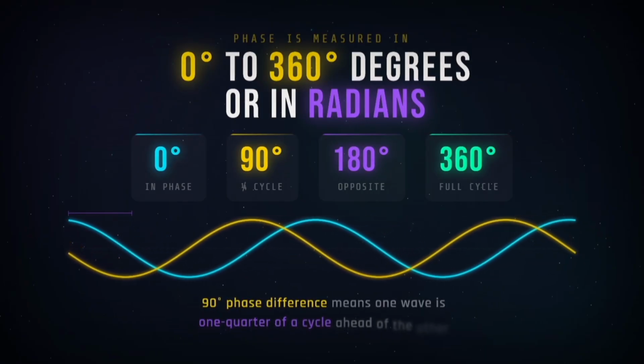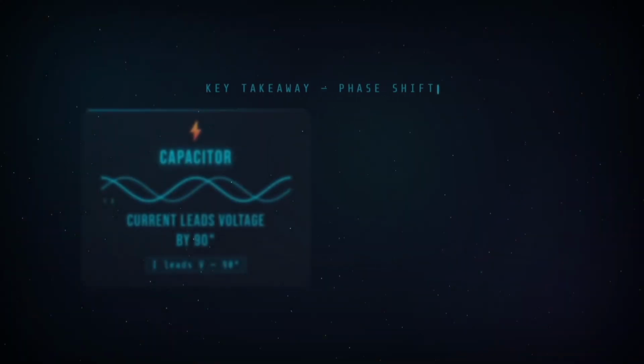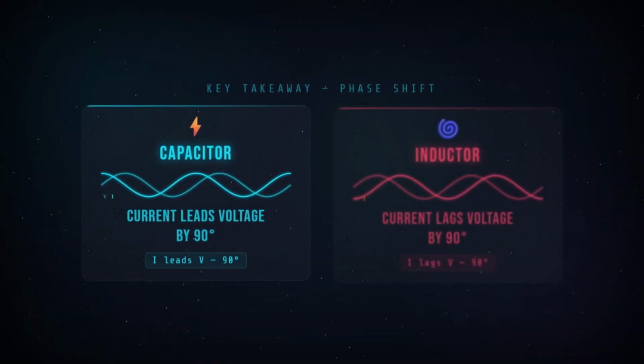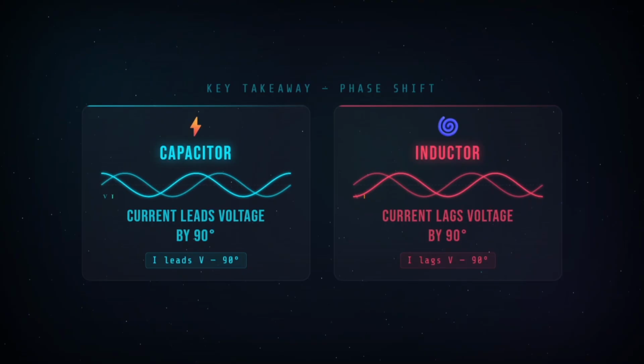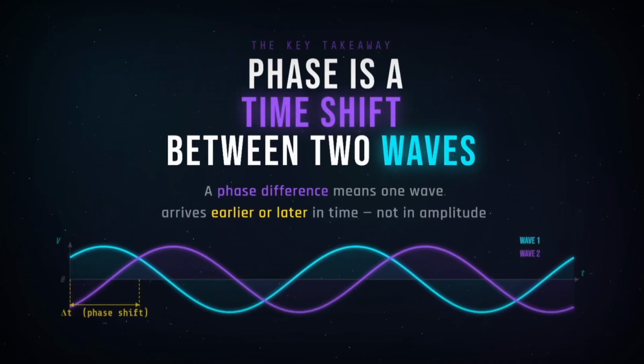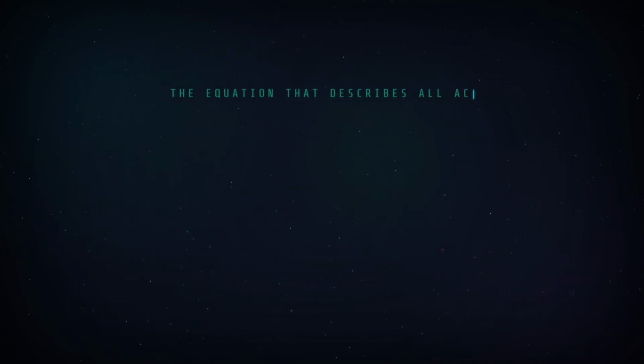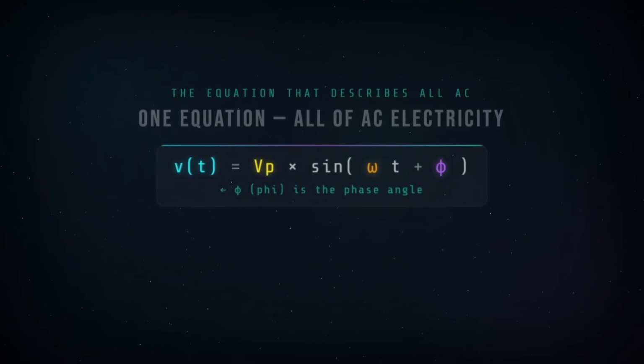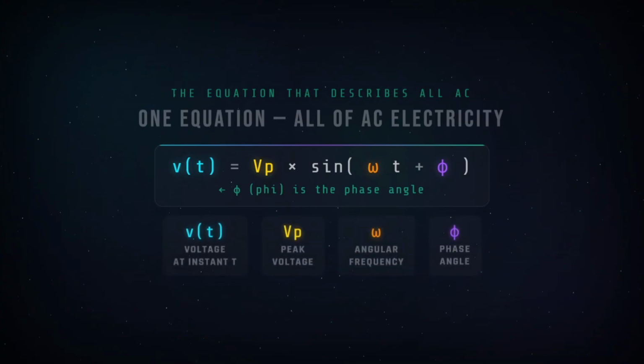This matters enormously in AC circuits. A capacitor causes current to lead voltage by 90 degrees. An inductor causes current to lag voltage by 90 degrees. For now, the key takeaway is that phase difference is a time shift between two waves, and it is given by V of t, the voltage at any instant in time, equals peak voltage multiplied by the sine of omega t plus phi, where phi is the phase angle, which we will come to in a moment.